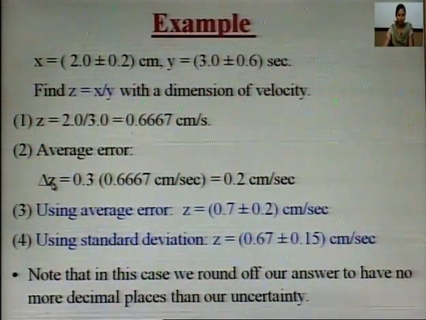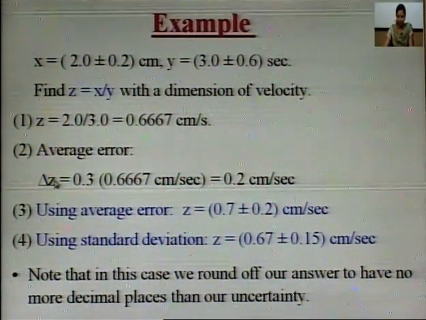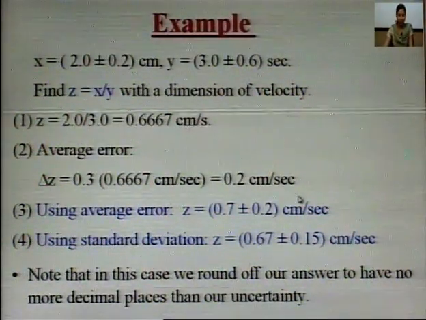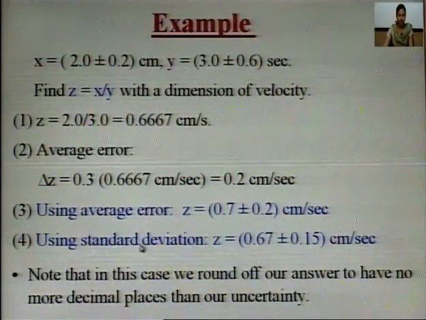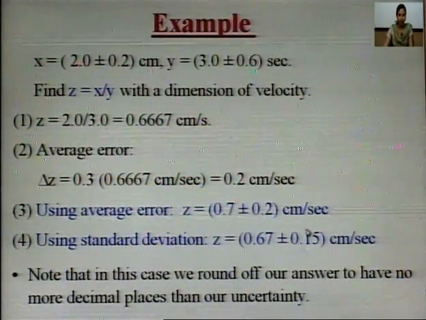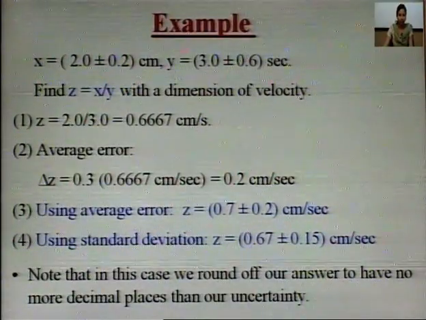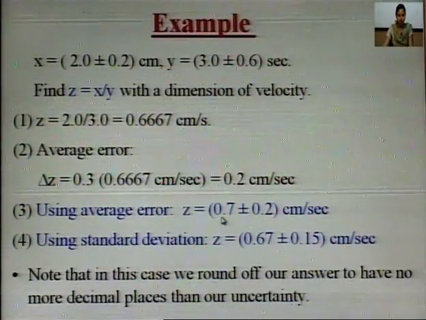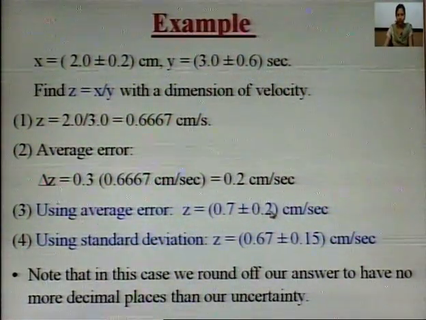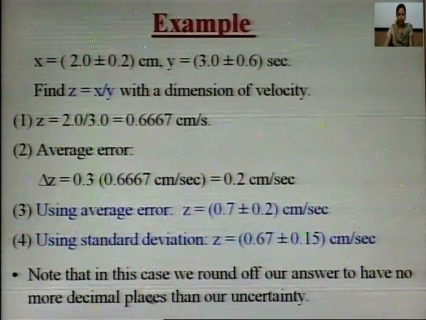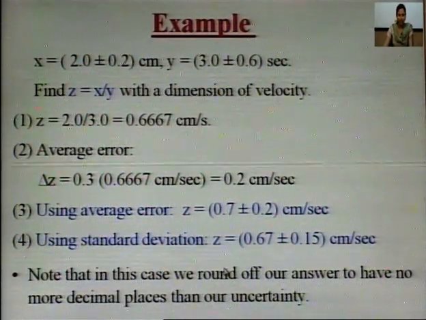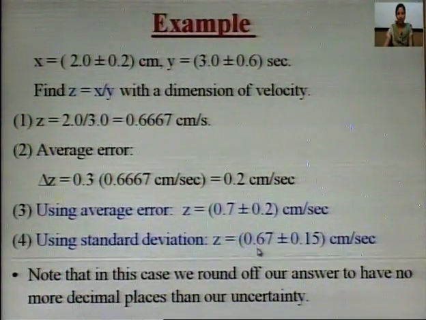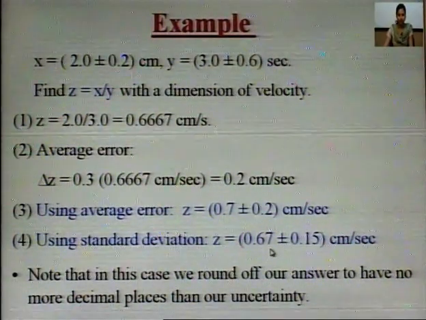Now, we have to calculate the average error based upon the previous results. It comes out to be 0.2 centimeter per second. While if we take the standard deviation, the error comes out to be 0.15. So, using average error, Z comes out to be 0.7 plus minus 0.2 centimeter per second. But if we take standard deviation, then error comes out to be plus minus 0.15 and its true value is 0.67.